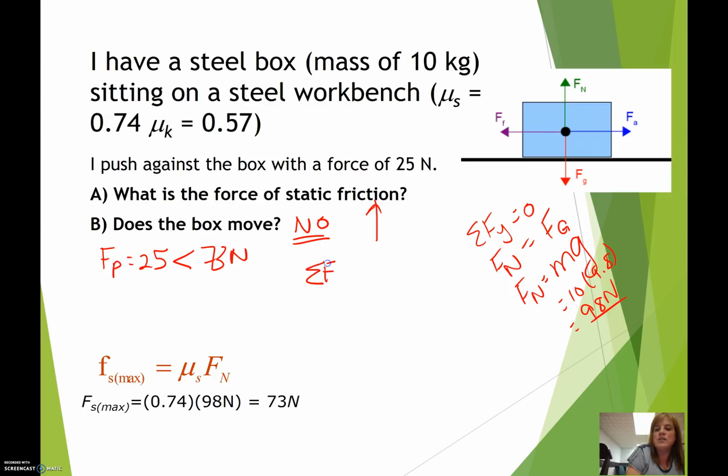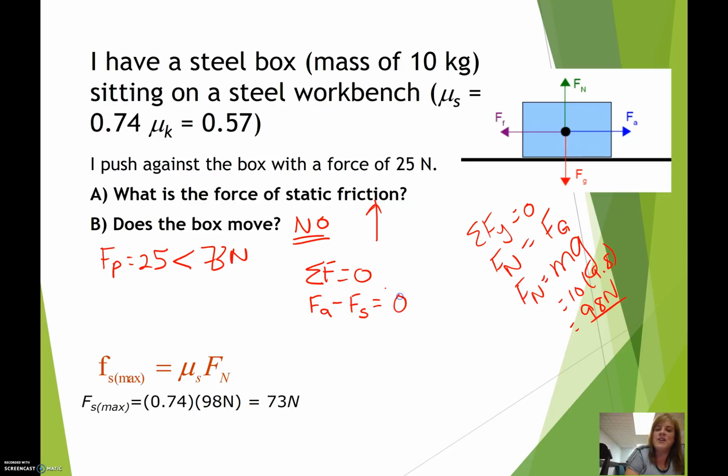I can do sum of the forces equals 0, Newton's first law, my object's at rest. So by my free body diagram, to the right, I have that applied force, so that's a positive force. Opposing it to the left, I have my static frictional force, because we know it's at rest. And that's negative because it's to the left, and that has to equal 0.